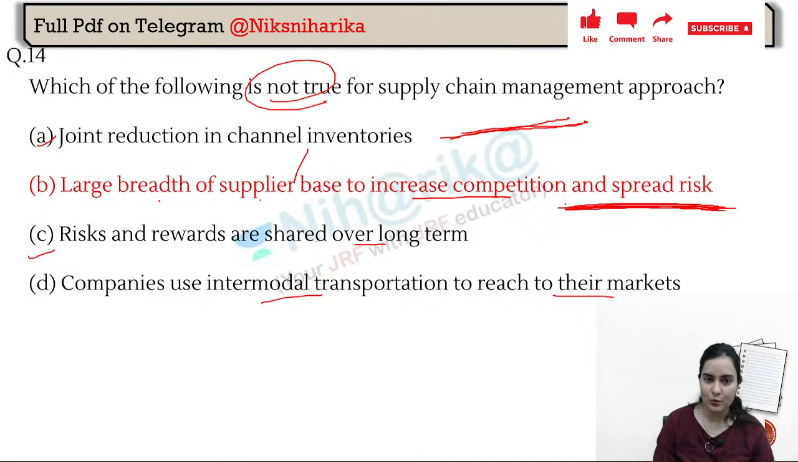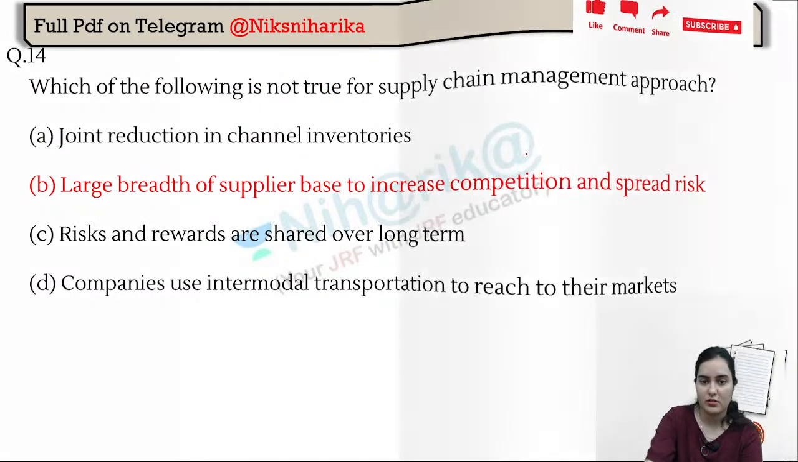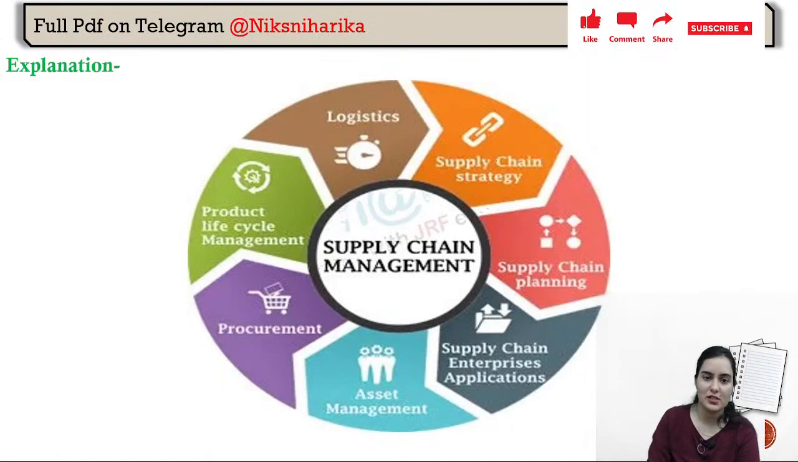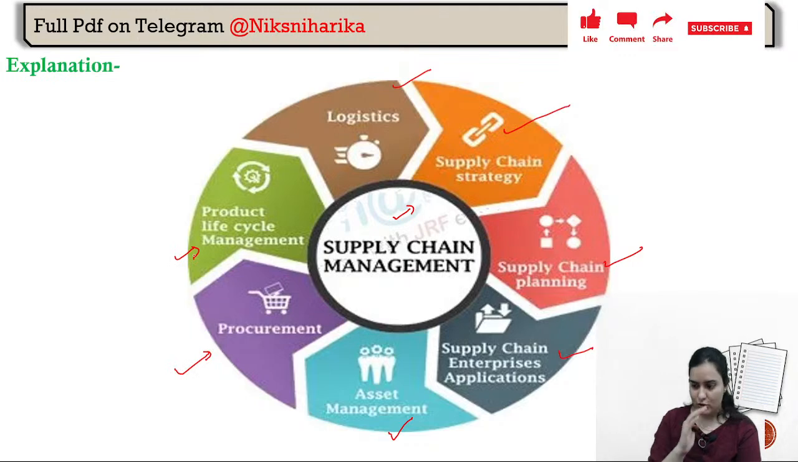Why so? Because if the supplier breadth is large, that means we are more and more powerful. And if we are more powerful, we will be easily able to kick out the competitors who are still not using the supply chain management system. Okay, so this will decrease the competition. If you want to see supply chain management, you can see it in marketing. Again, supply chain management consists of logistics, supply chain strategy, supply chain planning, supply chain enterprise applications, asset management, procurement, and product life management.